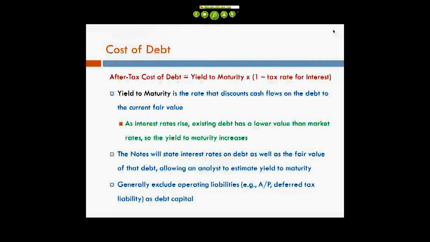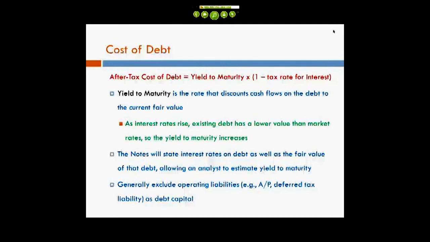So that was the cost of equity. That's how you figure out the cost of equity. Now you need to figure out the cost of debt. The cost of debt is the after-tax cost. You figure out the after-tax cost of debt. It's the yield to maturity factored in for the taxes on your interest.